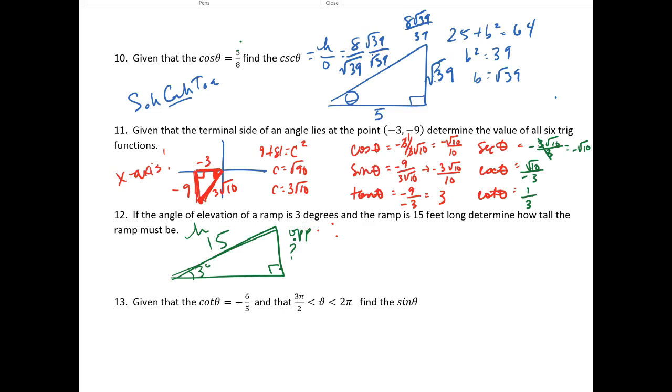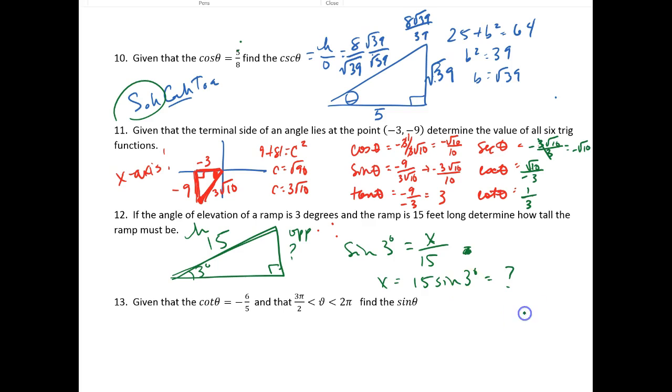So which trig function is opposite and hypotenuse? Well, that would be sine. So the sine of 3 degrees, make sure you're in degree mode in your calculator, is the opposite, I'll call that x, okay, over the hypotenuse. And if I want to solve for x, I can just multiply both sides by 15. And so you're literally just going to pick up your calculator and type that in. Make sure you're in degree mode. I don't have a calculator right now, so I don't know what it's going to be, but just type it in and make sure you're in the right mode.